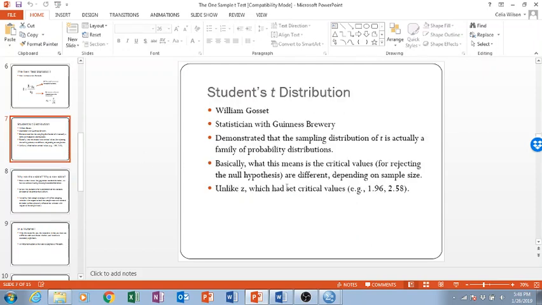The t-test got its name from William Gossett, who is a statistician with the Guinness Brewery. Your textbook has a pretty interesting explanation about this process, but really he discovered that the sampling distribution of t is actually a family of probability distributions. So the critical values, or what you use to reject or fail to reject the null hypothesis, are different depending on sample size, unlike the z-test, which had set critical values. And we didn't really talk about those.